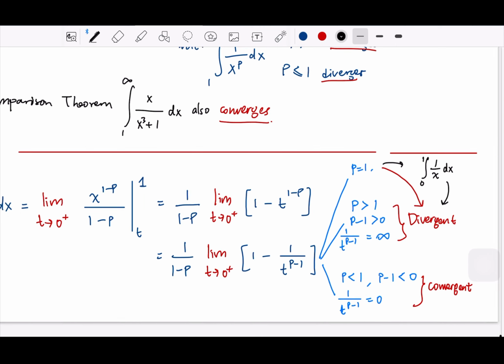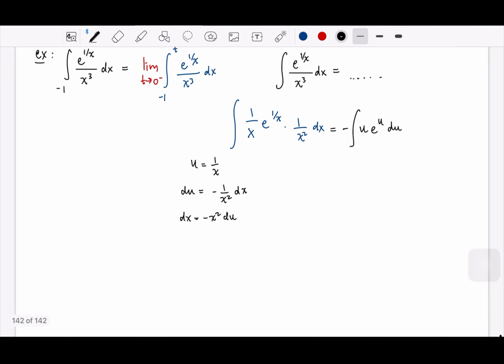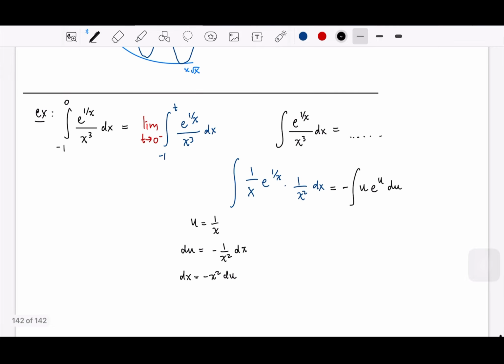Okay, now I think we can try to finish off this part. So the idea is making the 1 over x our substitution, and then separate this x cubed into 1 over x and 1 over x squared. Because 1 over x, when we differentiate, it will give this x squared, right? We can substitute this dx, and we get nicely u times e to the power of u, and we can integrate it by parts easily, right?